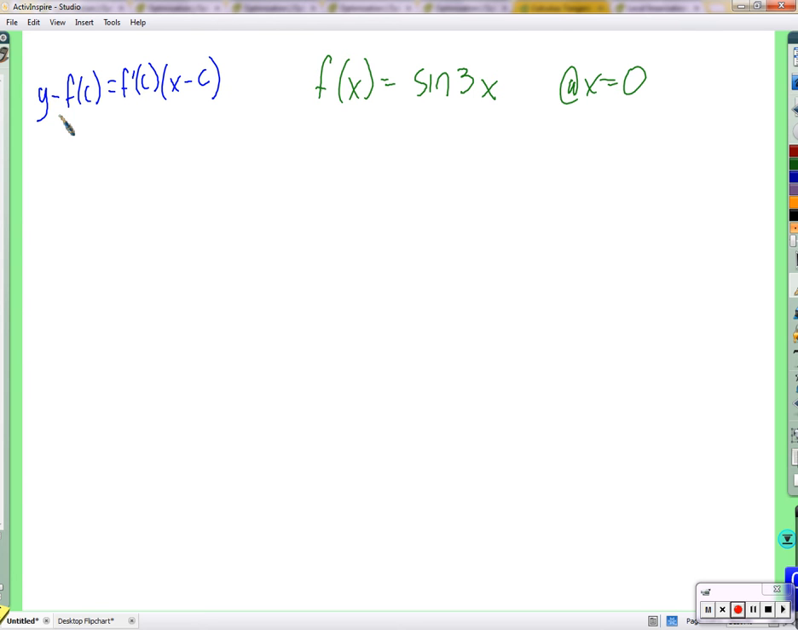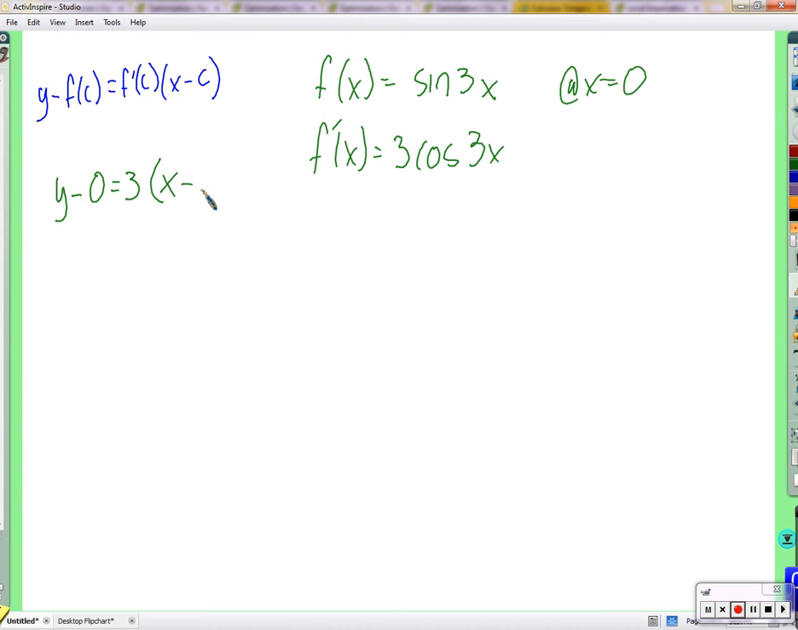If I follow this straight through, the equation would be y minus f of c. What's f of c? The sine of 3 times 0, that's the sine of 0, which is 0. So y minus 0, that made our work a little easier. Now I need f prime of c. f prime of x equals cosine of 3x times 3. F prime of c means put 0 in here. What's 3 times 0? 0. What's cosine of 0? 1. And what's 3 times 1? 3. So the slope of our tangent line is 3 for this function.